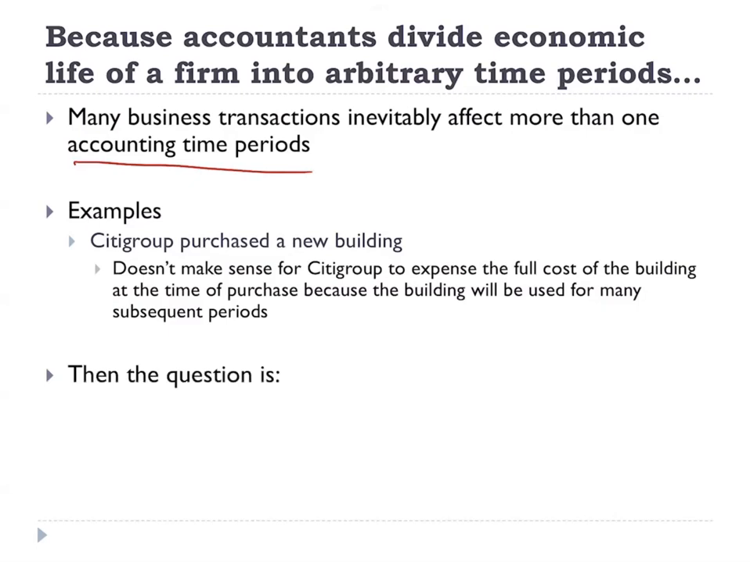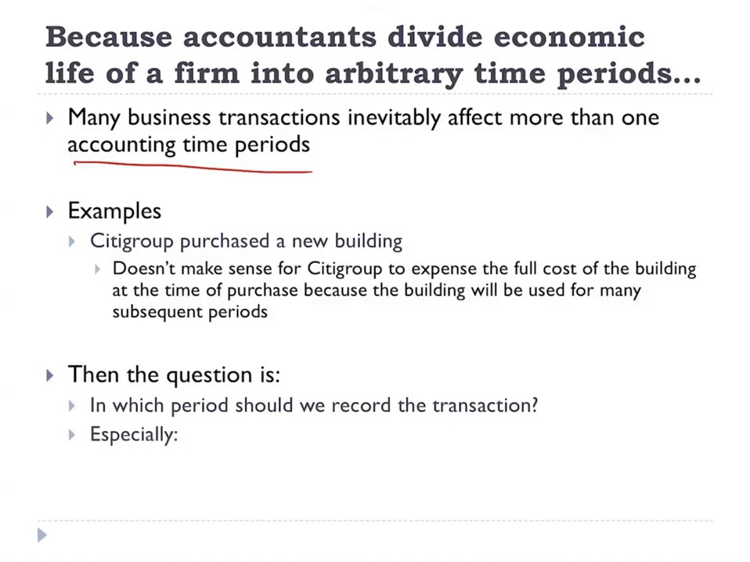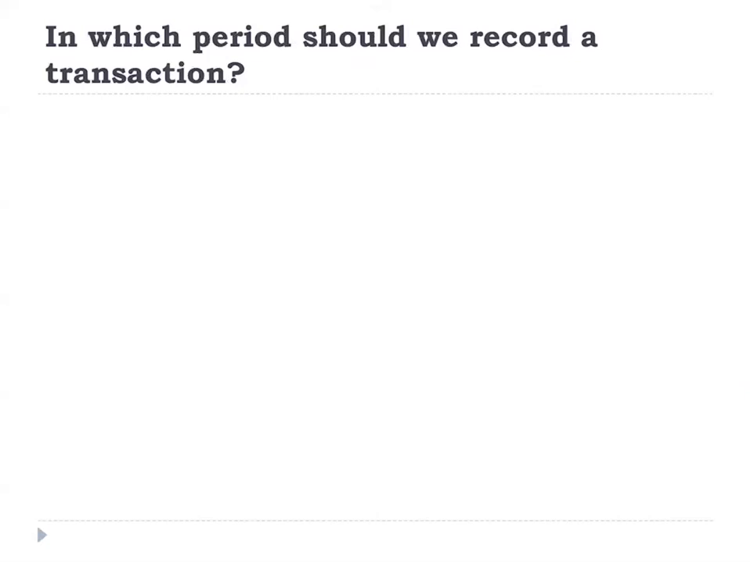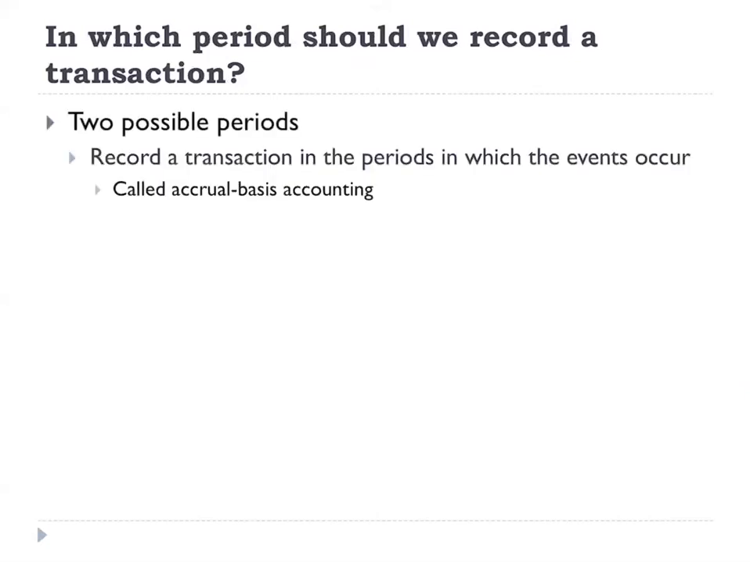And then the question here is, if something like this happens, in which period should we record this transaction? That is the question for the accountant. Specifically, we're interested in when we should record revenue and when we should record expense. Those are two very important questions because the difference between revenue and expense is the firm's net income, and that is usually how we measure a firm's performance. So in which period should we record a transaction?